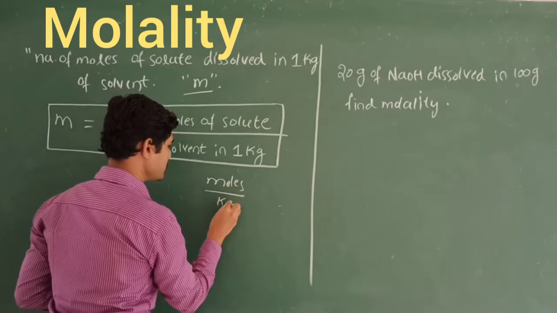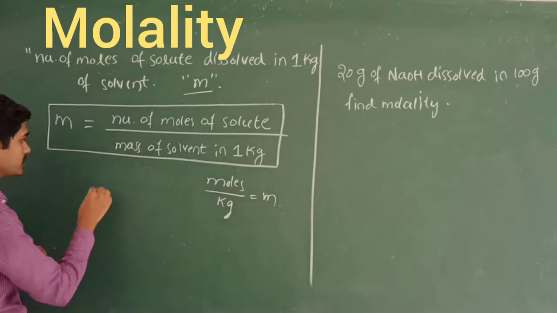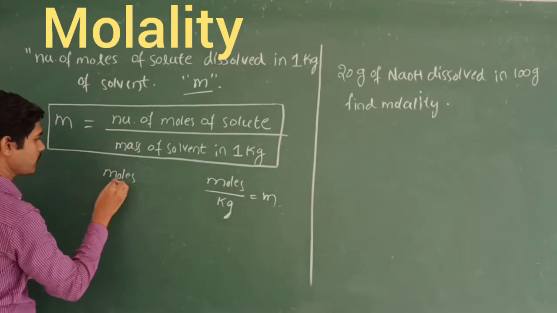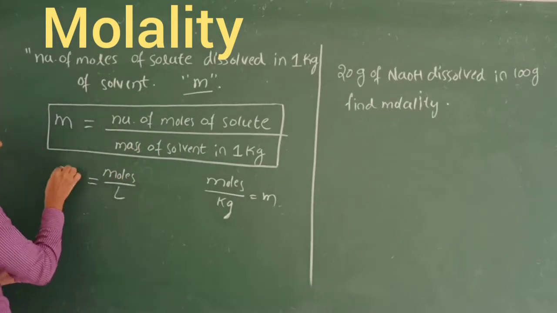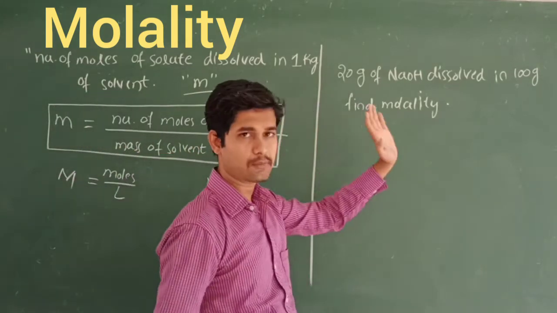Moles per kg, that is nothing but your molality, whereas molarity is nothing but moles per liter. That is called molarity. So only a slight difference between them. So let's solve the problem.